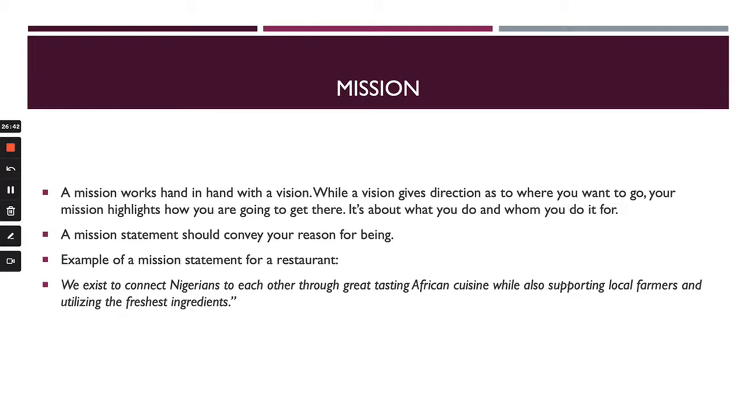But this doesn't only tell you why they exist. It also tells you how they are going to get to where they are going. So where they want to go is to connect Nigerians to each other by making great tasting African cuisine. And how they hope to do this is by utilizing fresh ingredients from local farmers. So this statement is strong in the sense that it not only tells you why the business exists, it tells you what the business does or what the business intends to do to make them better than their competition.